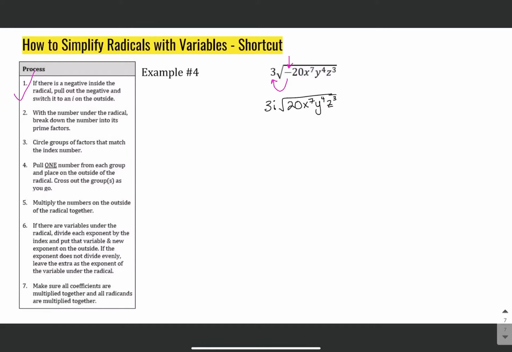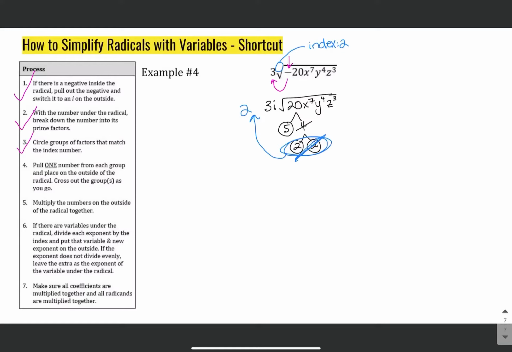All right, so again, we're going to be breaking it down. So we're going to be breaking down our number underneath the radical into its prime factors. I've got 5 and 4. 5 is prime. And then 2 and 2. All right, circle groups of factors that match the index. We'll notice that we don't have an index written here, so we assume that the index is a 2. So I need groups of 2. So notice I have 2 2s here, and one of them can go on the outside.